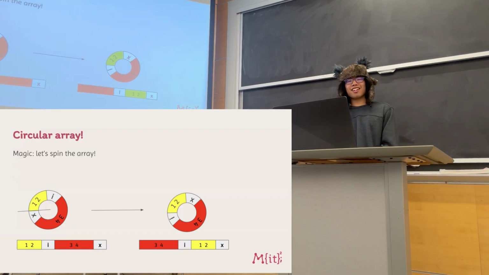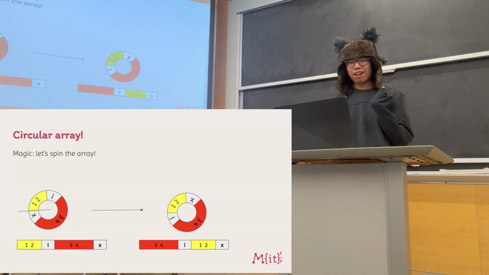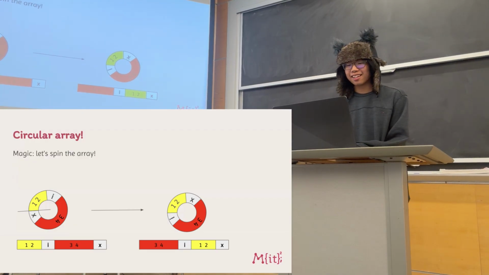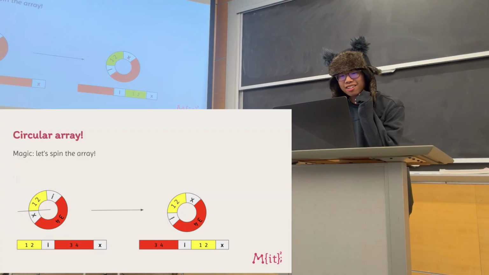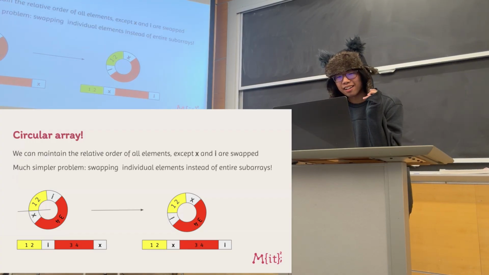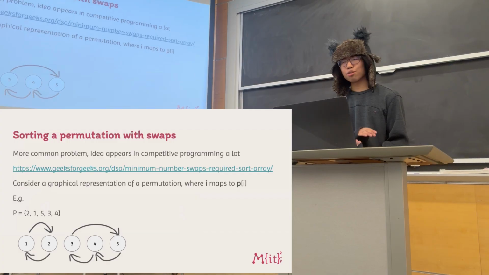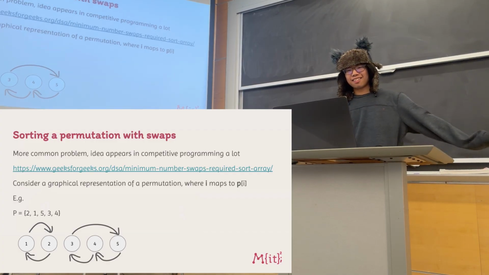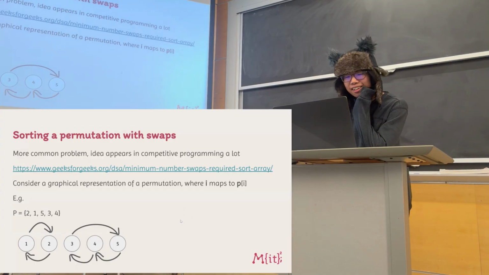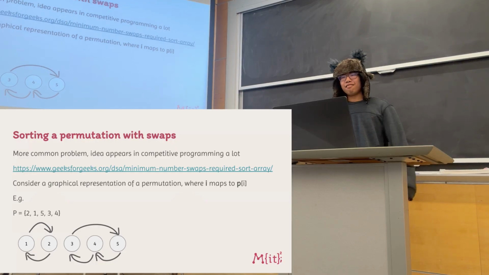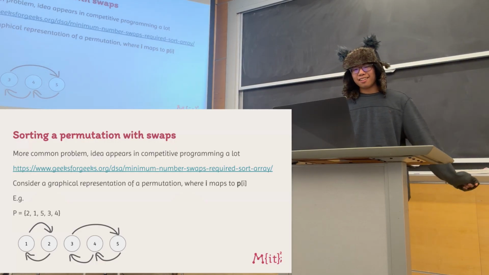This massively simplifies the problem, and it converts it to something somewhat standard in competitive programming, which is the subproblem of what is the minimum number of swaps to sort a permutation. So there's a link for geeks, but the key idea for this subproblem is you consider the graphical representation of the permutation where the index I maps to P of I.